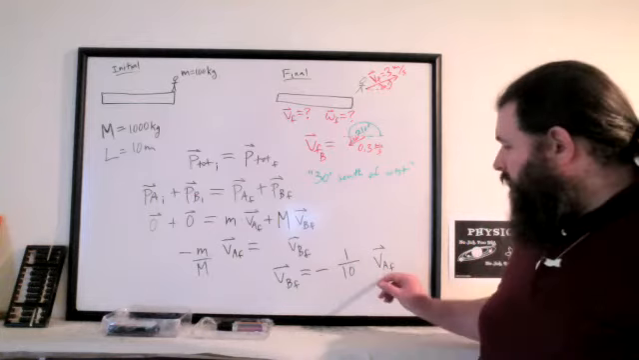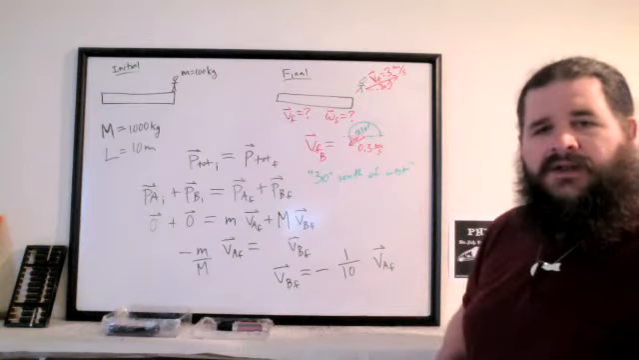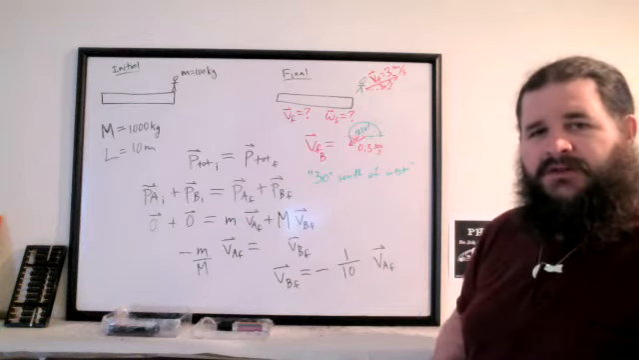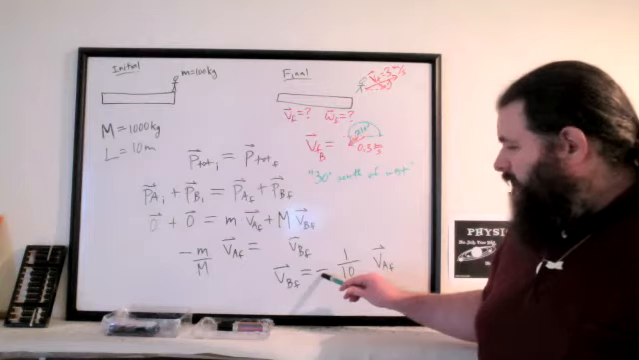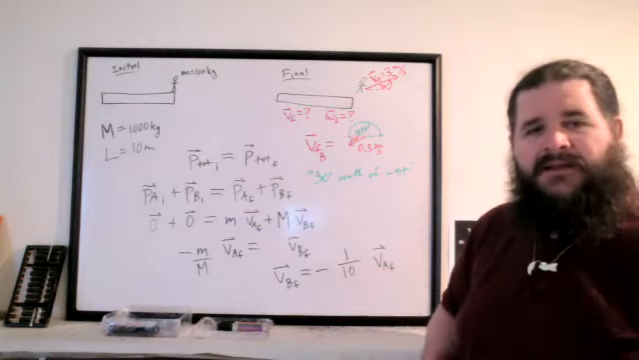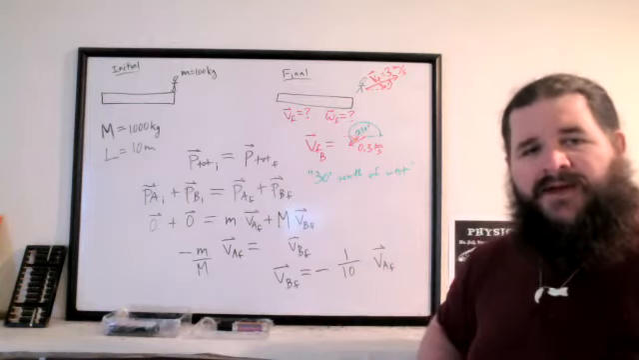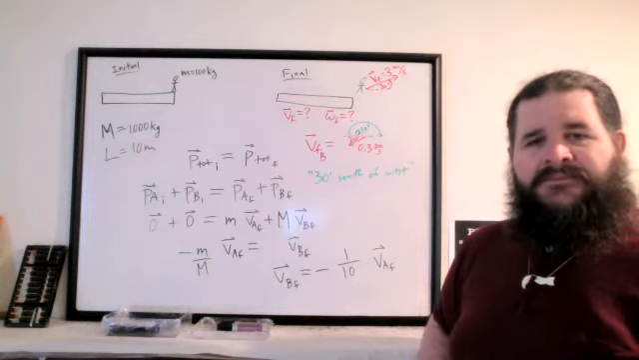If all you're doing is multiplying a vector by a scalar, you're going to get a new vector that's parallel to the original, in this case in the opposite direction because of the negative sign, but still parallel. And then the scalar modifies the magnitude as well.